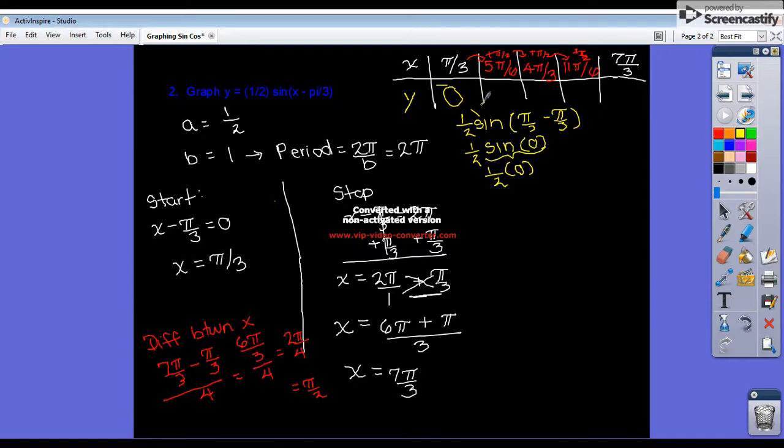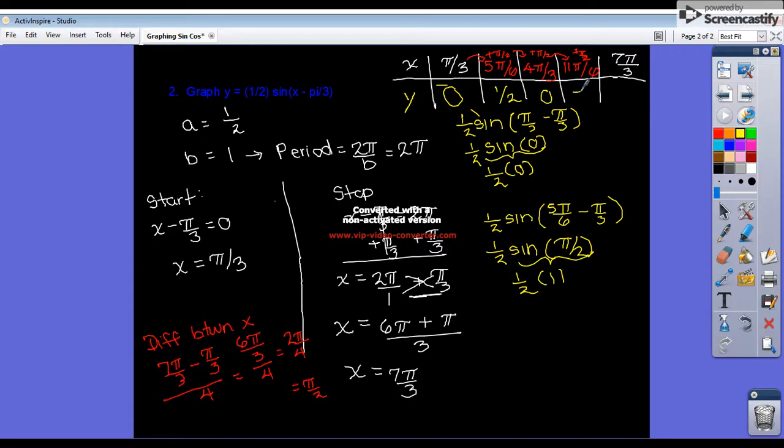Then I'm going to replace the next x value, which is 5 pi over 6. So 1/2 sine of 5 pi over 6 minus pi over 3. You can either do the crisscross applesauce to subtract those fractions, or you can put in your calculator 5 over 6 minus 1 over 3, and you'll get pi over 2. So I'm going to drop this down, and sine of pi over 2 is going to be 1. 1 times 1/2 gives me 1/2. From here, keep plugging it in. It'll give you 0, negative 1/2, and then 0. So again, it's a wave that goes upwards and down.